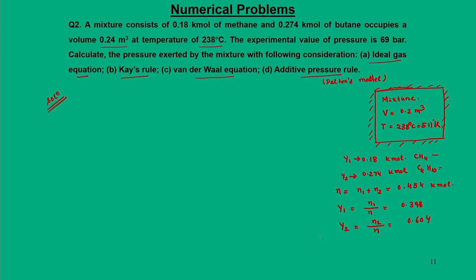Also, we know volume, so we can find out molar volume, V bar, is equal to V by N1 plus N2. Now, V is 0.24 meter cube. So, it is 0.24 by N1 plus N2, that is 0.454. So, this number is 0.53 meter cube per kilomole. And we also know R bar is equal to 8314 joule per kilomole Kelvin.